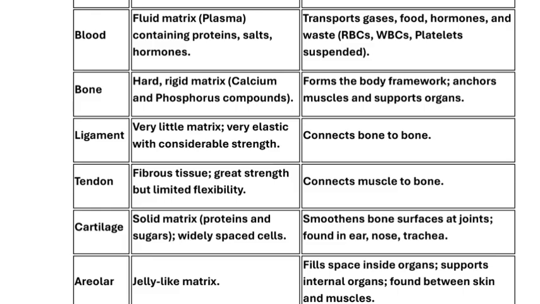Smooth bone surfaces at joints, found in ear, nose, trachea. Areolar: jelly-like matrix. Fills space inside organs, supports internal organs, found between skin and muscles. Adipose: filled with fat globules. Found below skin and between organs. Stores fat, acts as an insulator.